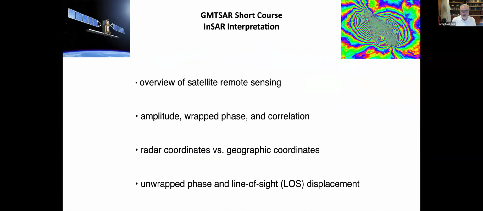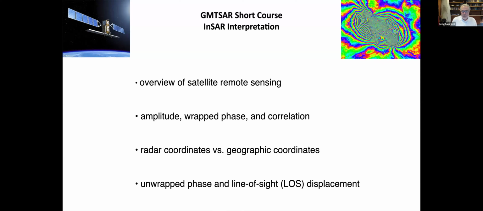So in this brief talk, I'll first provide an overview of satellite remote sensing. Where does InSAR fit into this large group of satellites that are orbiting the Earth? Talk a little bit about the amplitude, wrapped phase, and correlation. These are products from interferometry, and we'll hear much more about this later, but this is just to get started.